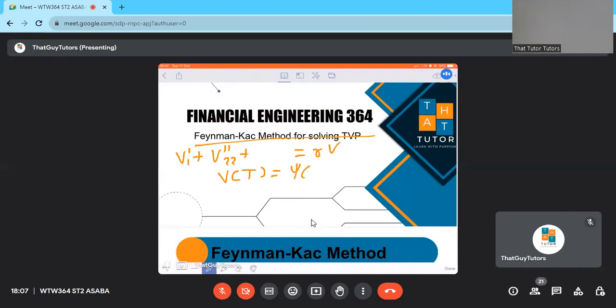So yeah, I can just say x of t, right? This is the case where you are going to use the Feynman-Kac method, because you now have a terminal value problem. So you are now going to start from maturity, and you want to find the value at time t, but you know what that value is at maturity. So this method has steps, right? So you are going to be given steps to use, right?